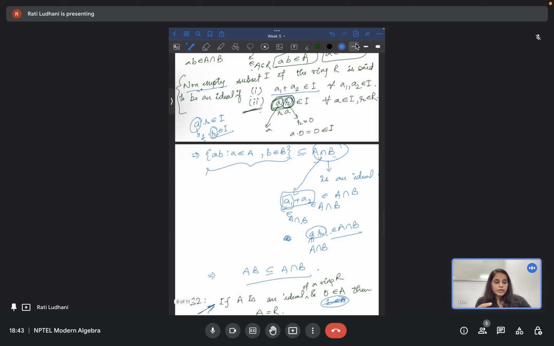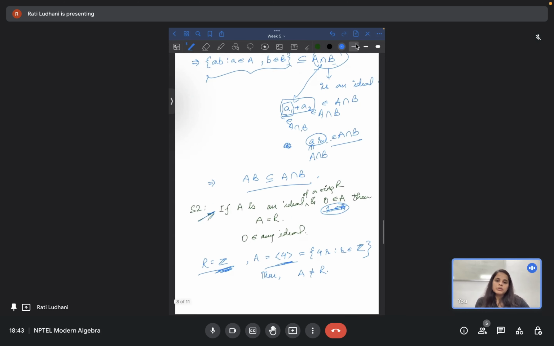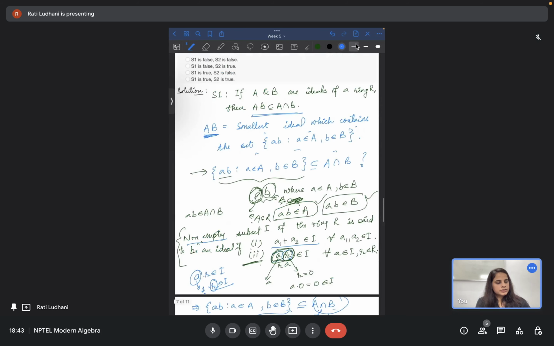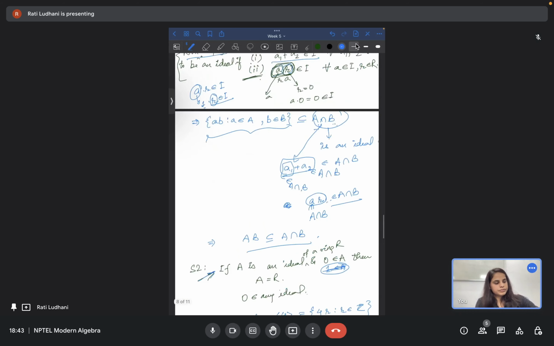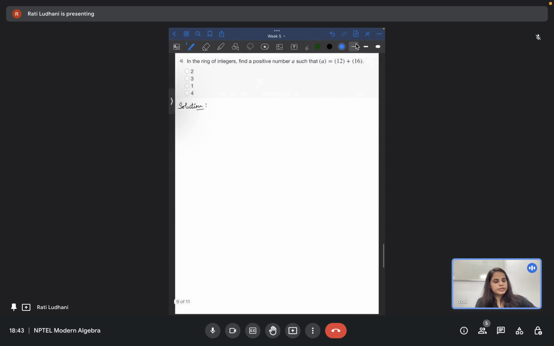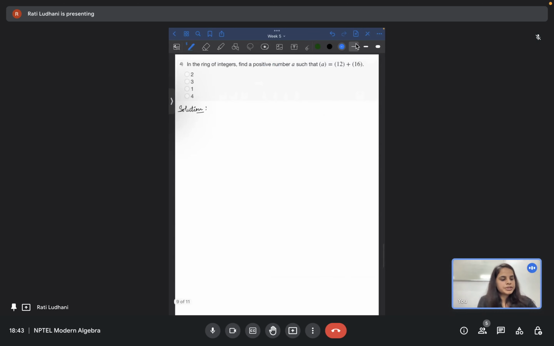Okay, so when you are told that 1 belongs to A, then this is true, but not with 0, because 0 is always there, so the additive identity will not work, right? Is that clear? Okay, the second statement is false. So S1 is true and S2 is false. Very good. If you have any doubt, you can write it in the chat box, or you can unmute and speak.